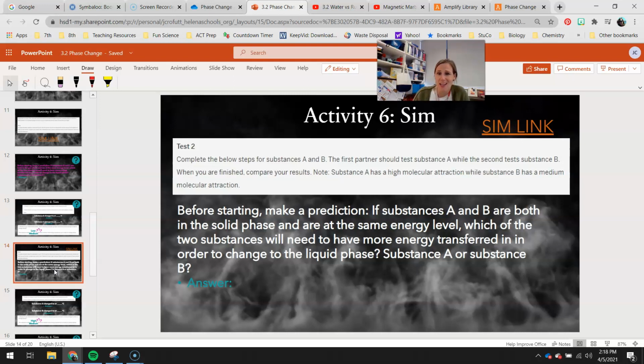Note, substance A has a high molecular attraction, while substance B has a medium. So this is kind of flipped. You guys get to see what that high molecular attraction looks like. So make a prediction before you start.